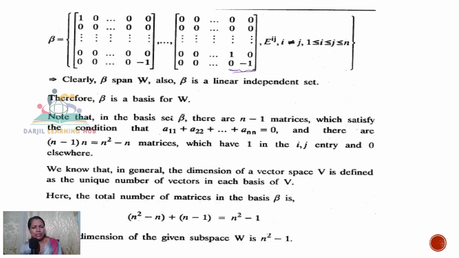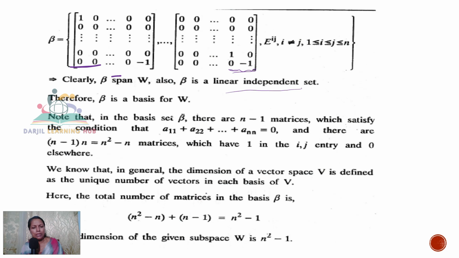Clearly beta spans W, and beta is also a linearly independent set, because the remaining entries are all 0. So when we form a linear combination of these vectors, only two elements are present, one positive and one negative. So if you choose a with 1 and b with minus 1, then a plus b, automatically a minus b, is 0. So all the scalars are 0, and automatically we can say it is a linearly independent set. Therefore beta is a basis for W. Similarly we can find its dimension.